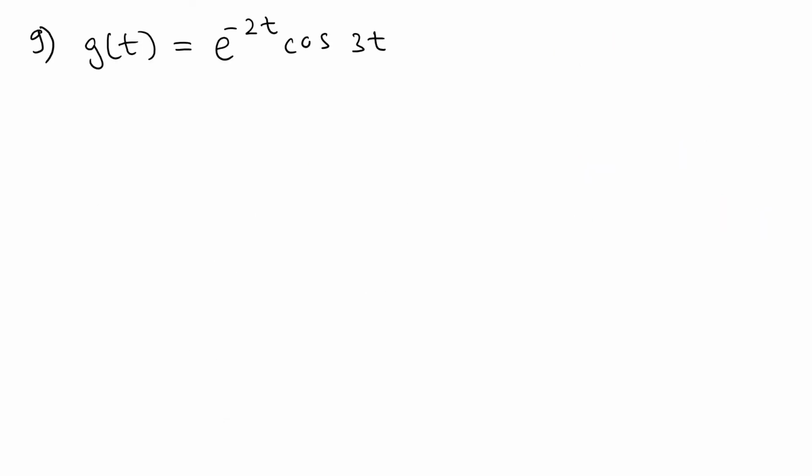So we have a very interesting function, g(t) equals e to the negative 2t cosine 3t. This function is very important in STEM courses. It can appear in engineering, differential equations, physics, biology, chemistry, everywhere. So let's see how to find the derivative of this function, because it's so common.